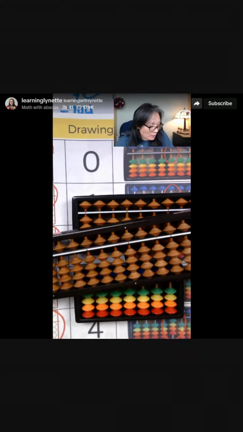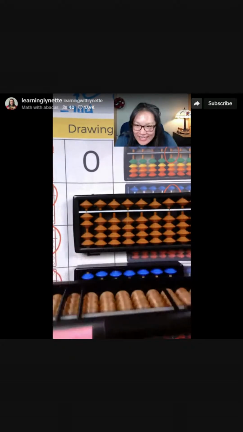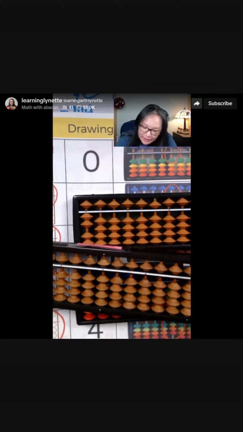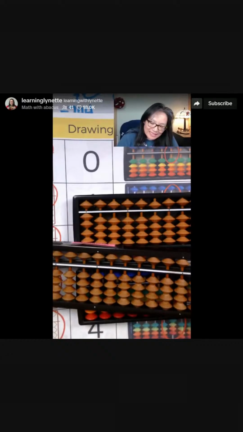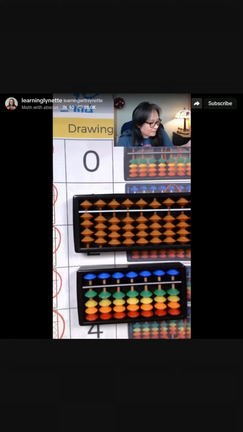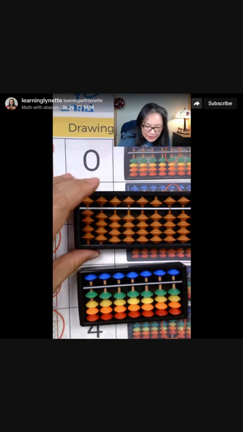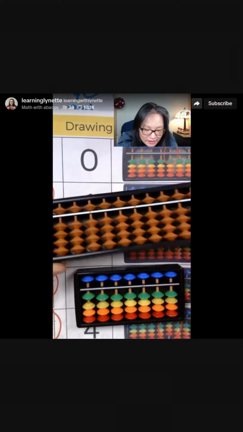Size does matter because this is 23 columns, so now I could track the national debt if I really wanted to. But that's a lot of digits, right? Somebody said that they wanted to be a millionaire and they had to get a bigger abacus. I'm like, dude, this goes up to trillions, right? If you want to, you can use it from the middle.